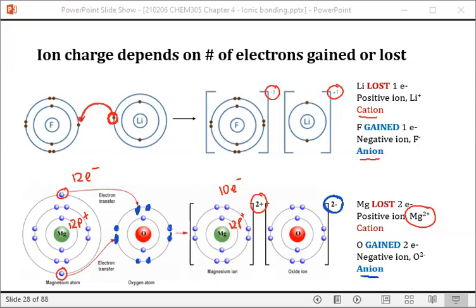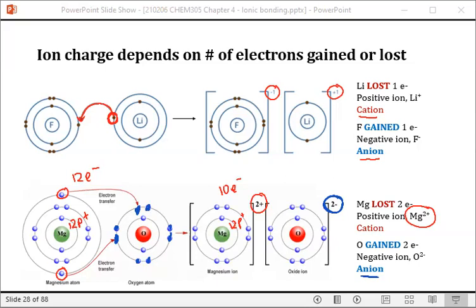So the number of electrons that are given up or gained tells you the charge, like the number of the charge. If electrons are given up, the charge is positive, and the number of electrons that are given up from an element tells you the number of the charge. So if an element gives away 2 electrons, it's going to have a charge of 2+. If an element gives away 3 electrons, it's going to have a charge of 3+.